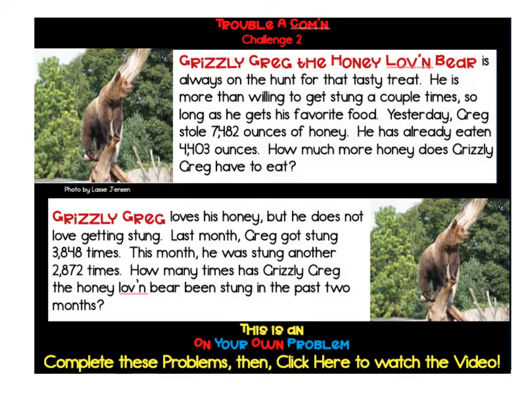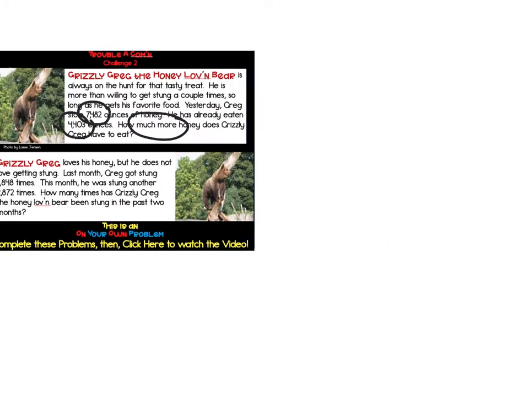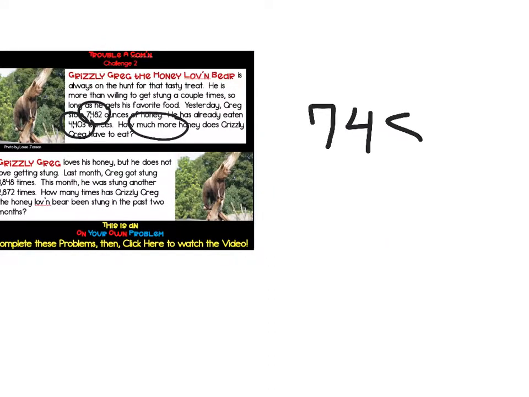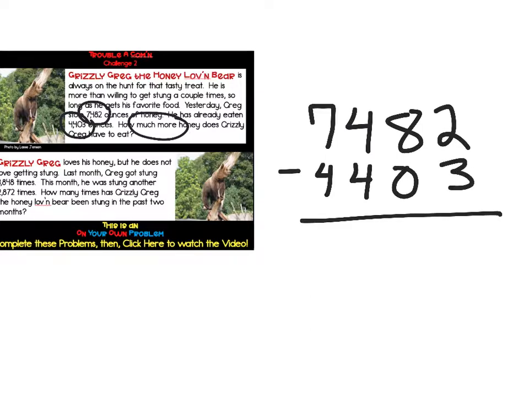All right, my friends, this is going to be a subtraction problem because it says how much more, right? So we're going to take 7,482 and subtract the 400. That's not 400, 4,403. All right, so let's get that set up here. And first thing we're going to do is write the 7,482. And we're going to subtract the 4,403. All right, superb.